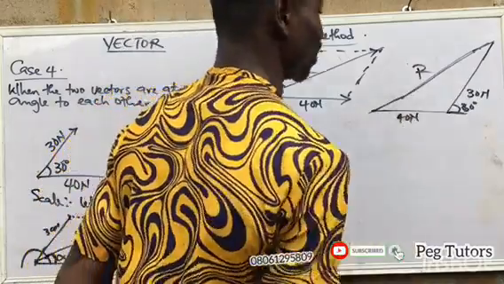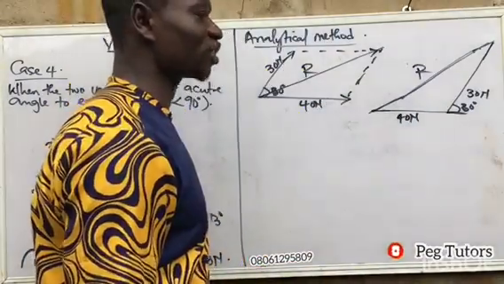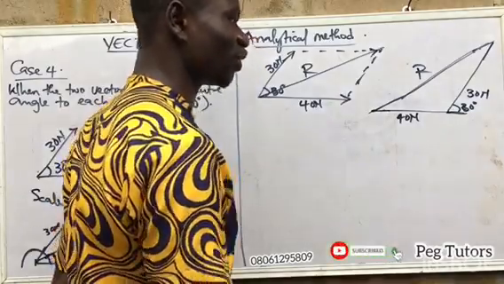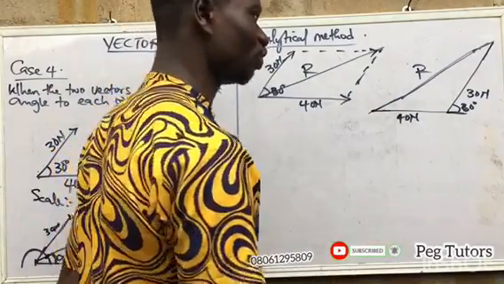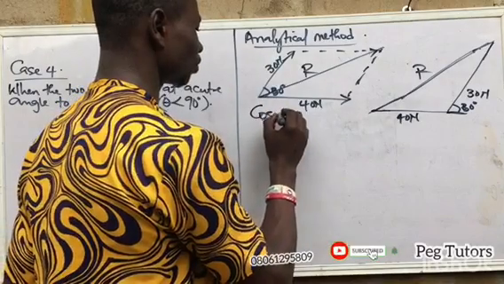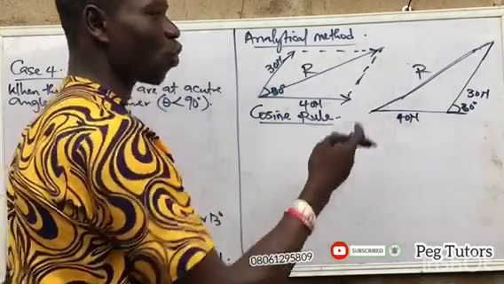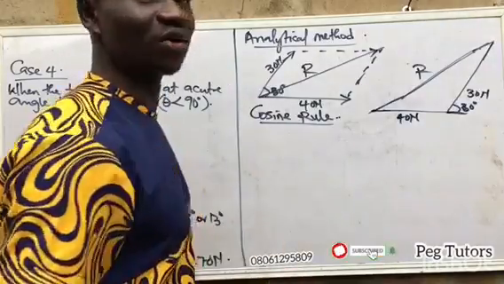This is our resultant vector. We have to find the resultant vector. Now, in this case, you don't use Pythagoras theorem to find your resultant vector. Why? Because this is not a right angle triangle. So you use the cosine formula, or you call it cosine rule. So use your cosine rule to work on this instead of using Pythagoras theorem.